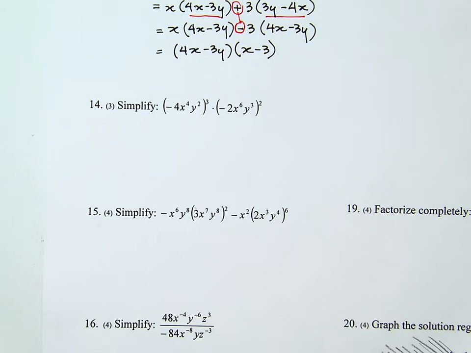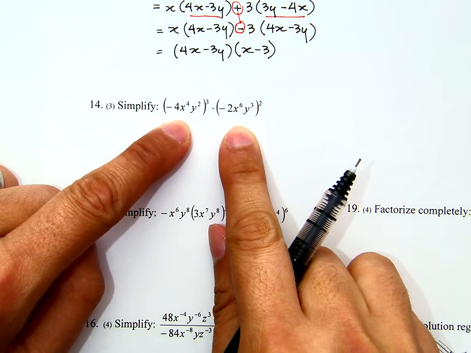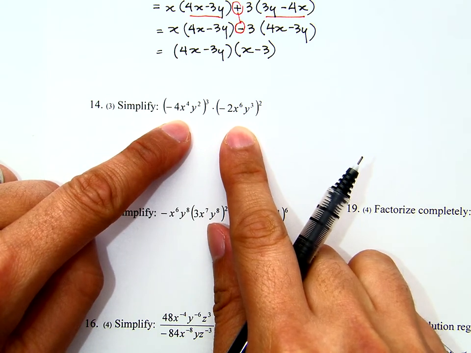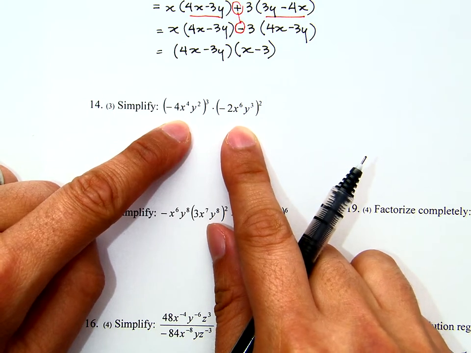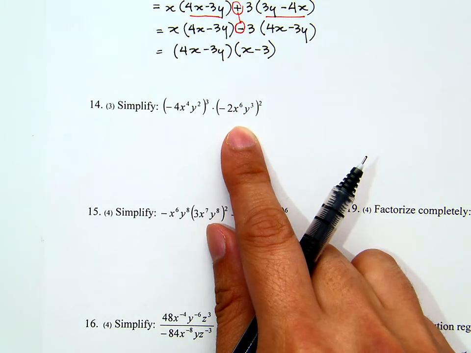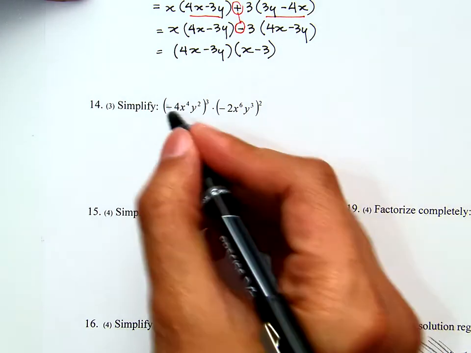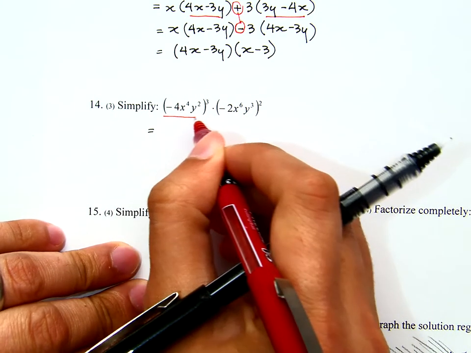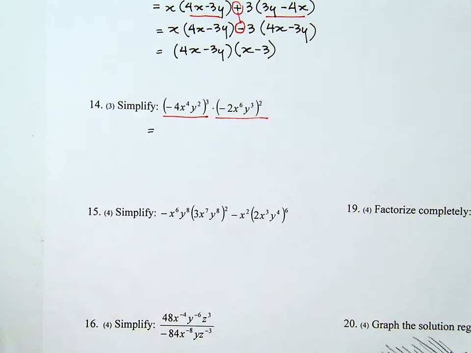Number 14. Simplify the product of these 2 expressions here. Now notice that the good news is we don't have negative exponent, so we still need to be careful, but not as much as if we have negative exponent somewhere around. Every time you have negative people around you, just be careful. Okay, now let's see. What I will do, I will distribute the exponent to each one of the factors here, and I will distribute the exponent to each one of the factors there.